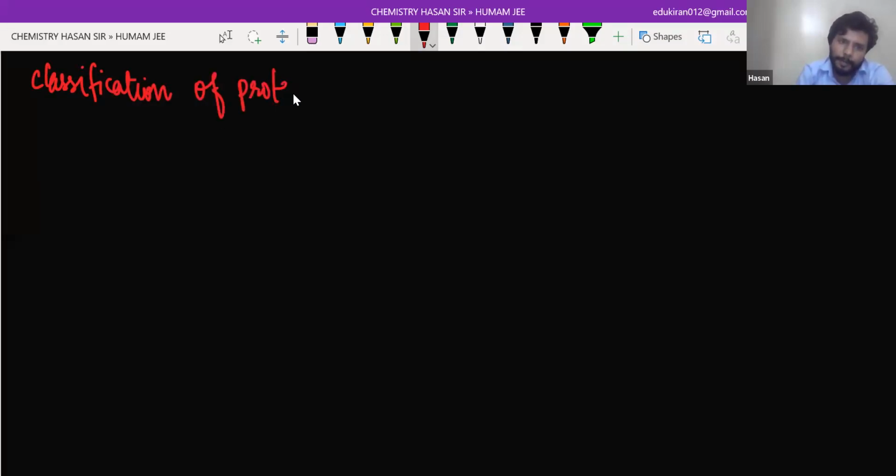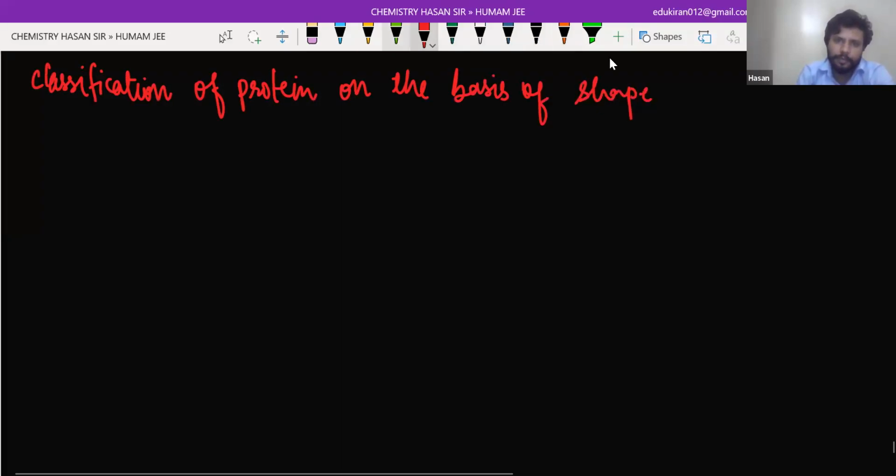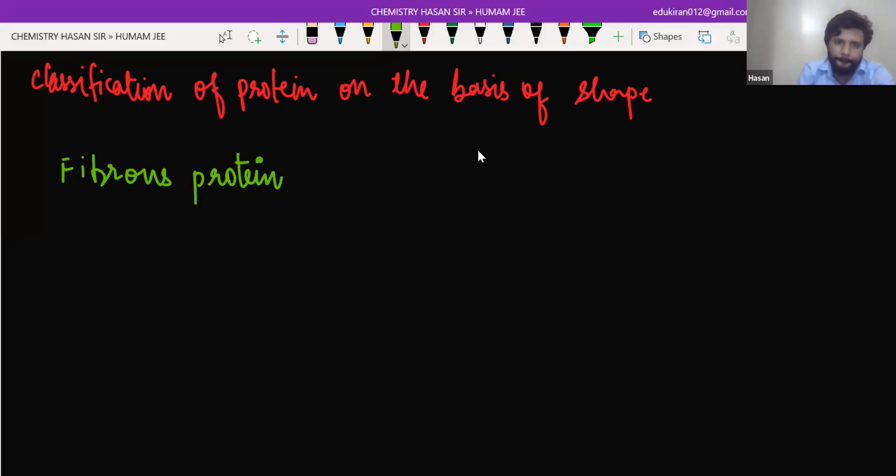Classification of protein on the basis of shape. This is of two types. Fibrous protein and globular protein. Now see, you just need to write very simple this is.